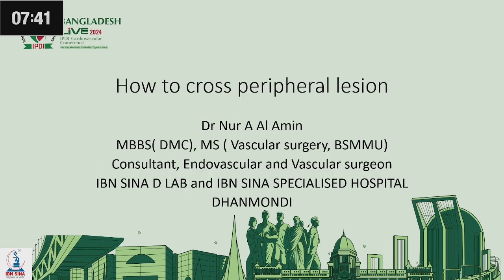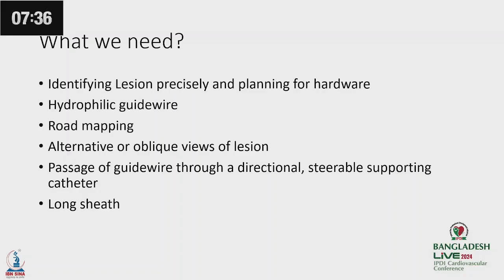So, today's topic is how to cross a peripheral lesion. This is very much important. To cross a peripheral lesion, we must first identify the lesion and plan for hardware. Then we need a hydrophilic guidewire, road mapping and some alternate or oblique views. Then we will need a catheter. In our country, we mostly use a support catheter. And then we also need a long sheath, which our previous speaker told.